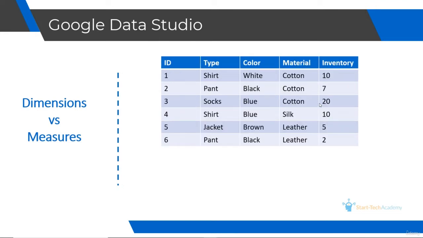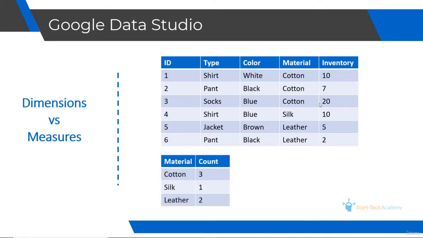Now suppose I want to find the number of items of each material, which means I want an output like this. So I have 3 products which have cotton material. So cotton is written in 3. Silk is written in 1. So I want silk count as 1. And leather is written in 2. So I want leather count as 2.